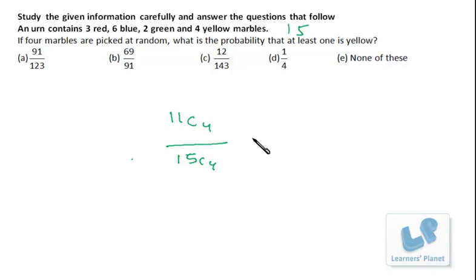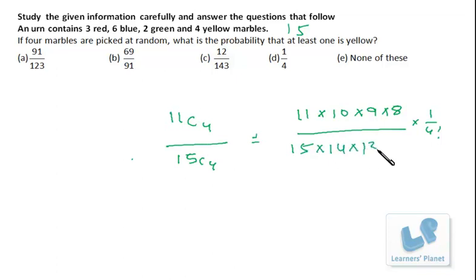Okay, so how do we solve this? It's 11, just go downward till 4 steps: 11 into 10 into 9 into 8 by 4 factorial. Just write it over here. Similarly, it's 15 into 14 into 13 into 12 by 4 factorial. So they will get cancelled. Now just solve it.